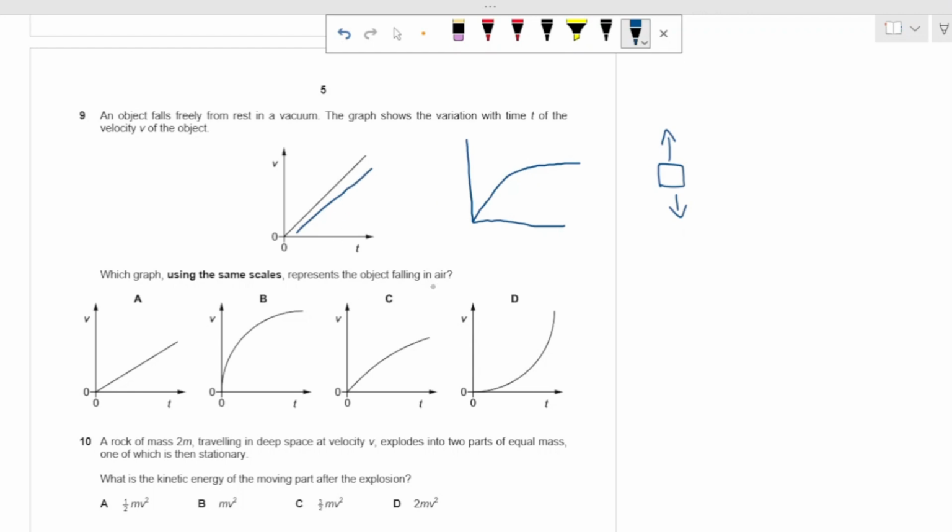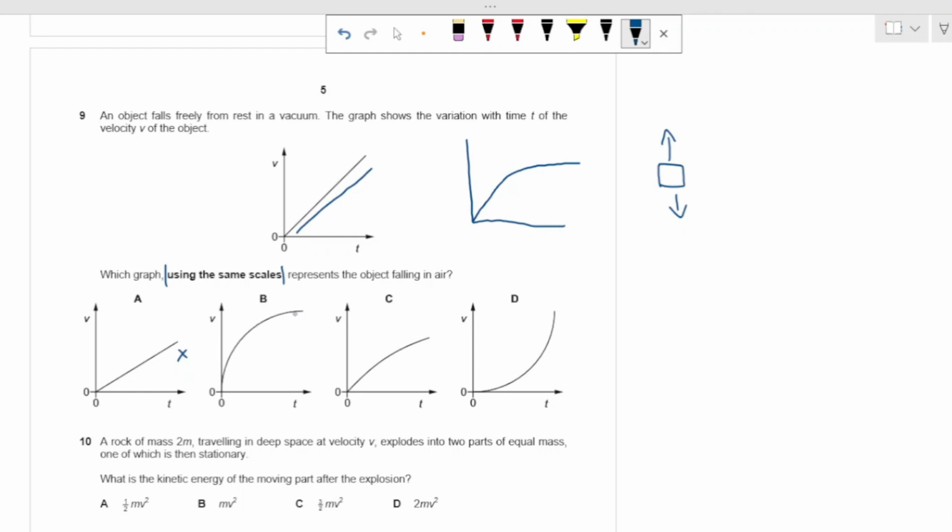But now they've said that it is falling in air. Therefore, the first option will definitely be wrong. Acceleration will be equal to 0 after some time. It will reach terminal velocity. The second graph does make sense. It is correct. But they have highlighted this in bold, using the same scales. Velocity will actually be less. It will start at 9.81, but it will level off very quickly.